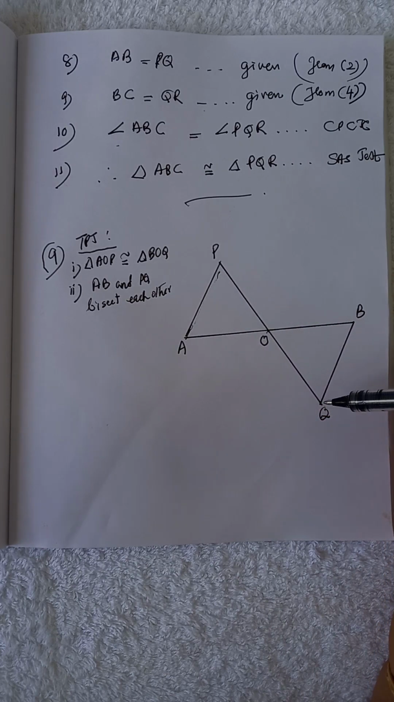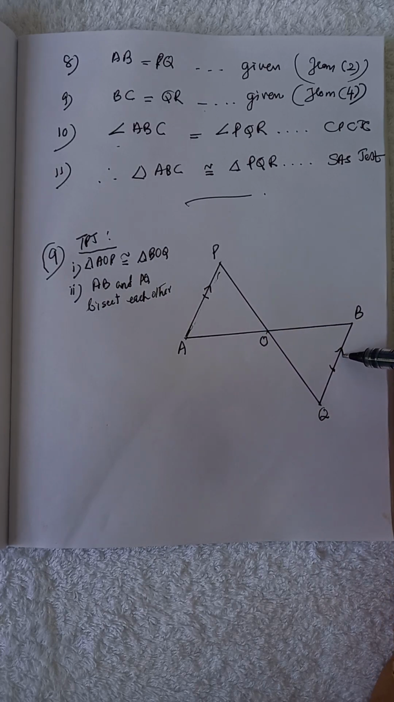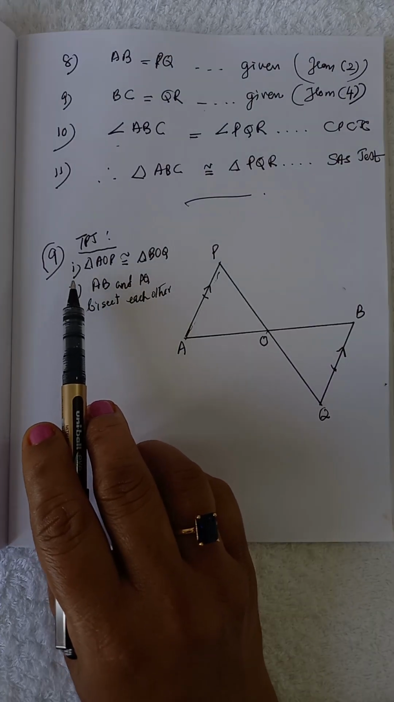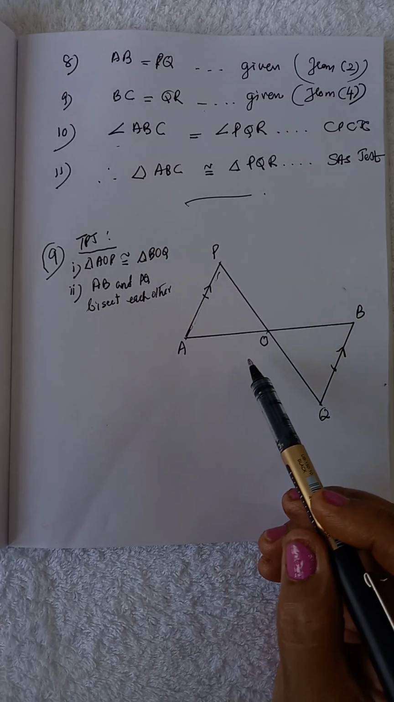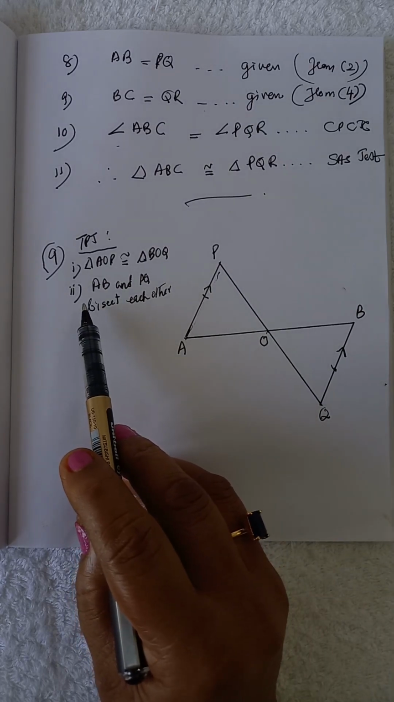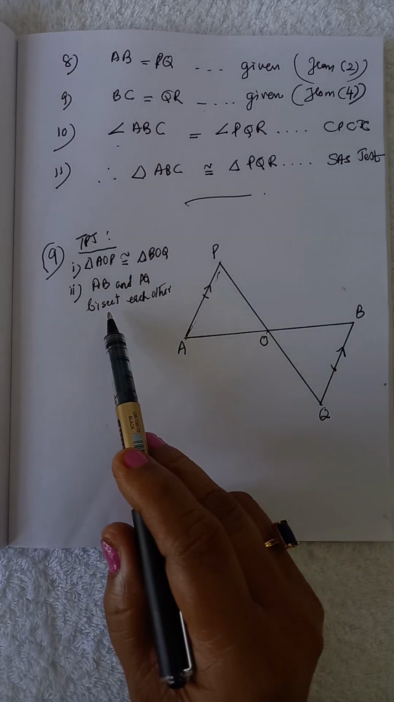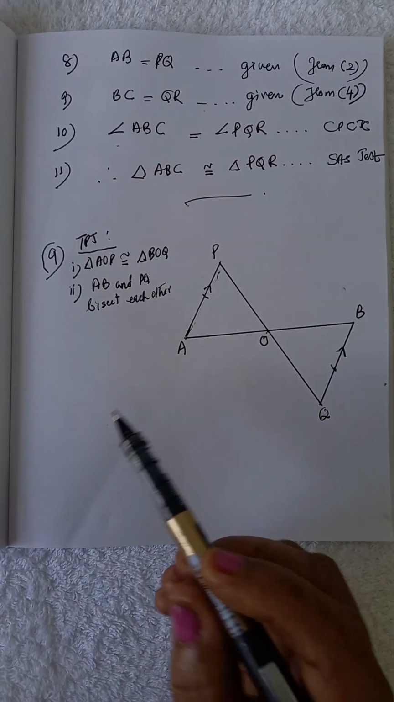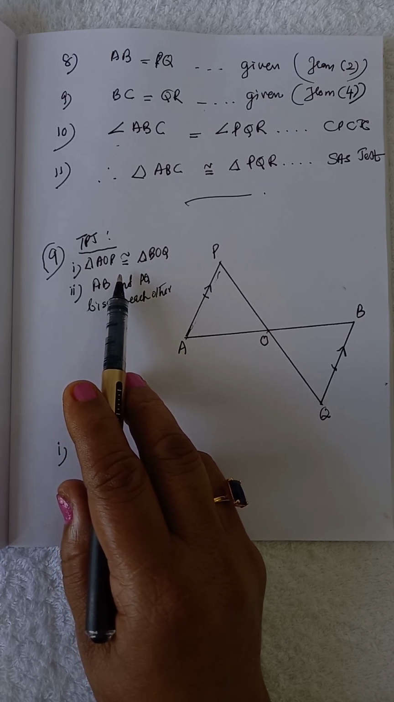Ninth question is, in the following diagram, AP and BQ are equal and parallel to each other. So these lines are parallel and at the same time equal also. Then prove that first one, triangle AOP is congruent to triangle BOQ. Then second part, AB and PQ bisect each other.